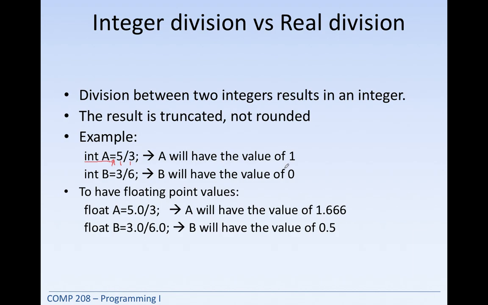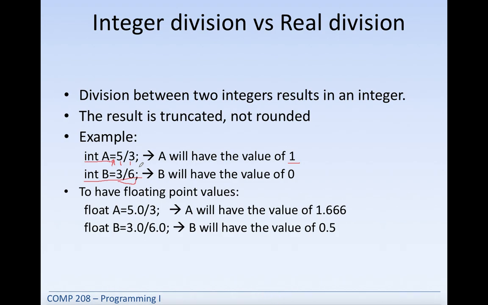So why was the value 1 given to a? Because both sides are integers. There is no place, the compiler will perform integer division. There is no place for a decimal point. Same case here. So 3 divided by 6. So the compiler will start with the right hand side with 3 divided by 6. It sees an integer here and an integer there. So it will perform an integer division.